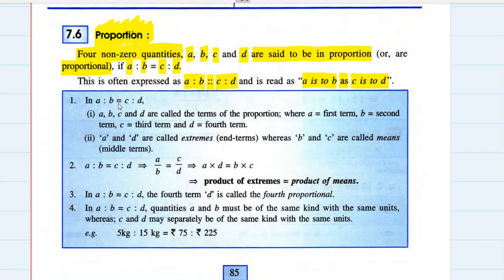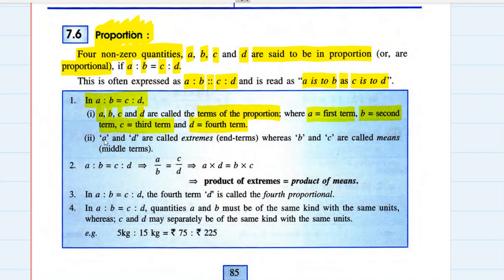Okay, now there are some properties of proportion. In A is to B is equal to C is to D, A, B, C and D are called the terms of proportion. Like in the ratio also we had terms. The first term was known as antecedent and the second term consequent, right? In the proportion also there are terms where the names are very simple. A is the first term, B is the second term, C is the third term and D is the fourth term.